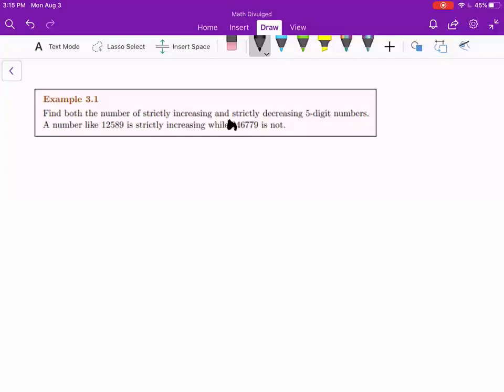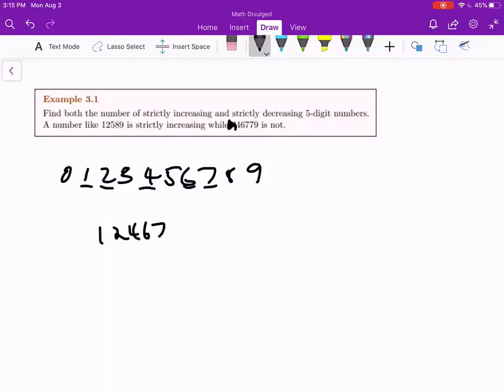Therefore, we have to choose 5 distinct numbers from 0 to 9 in order to form our number. So we have 0, 1, 2, 3, 4, 5, 6, 7, 8, 9, and we want to choose 5 of these. And like someone in the chat said, if we have these 5 numbers, then there's actually only one way to order them such that they're strictly increasing. If we choose any 5 numbers, say 1, 2, 4, 6, 7, this is the only way to arrange them such that they're strictly increasing.